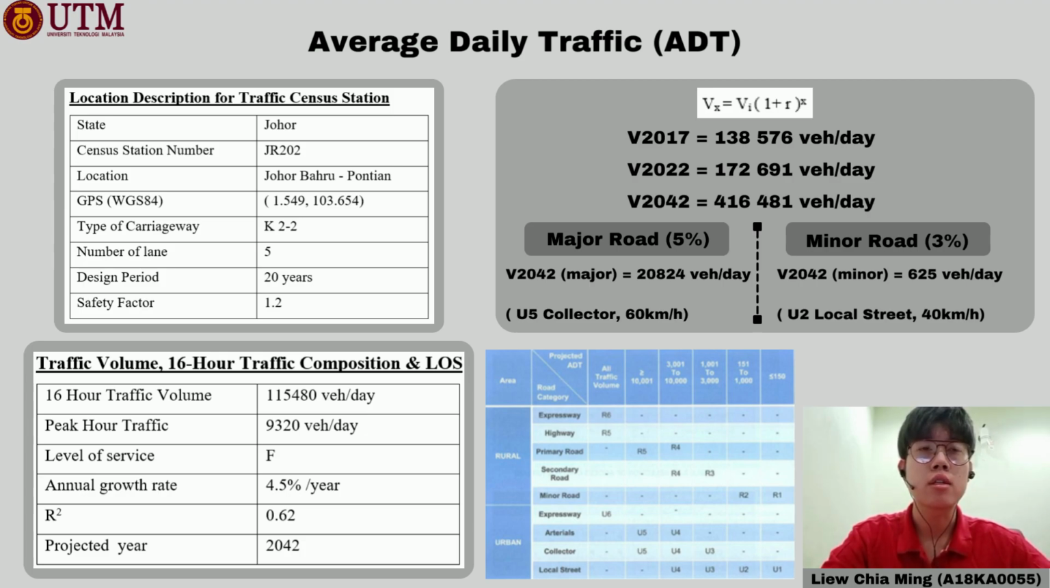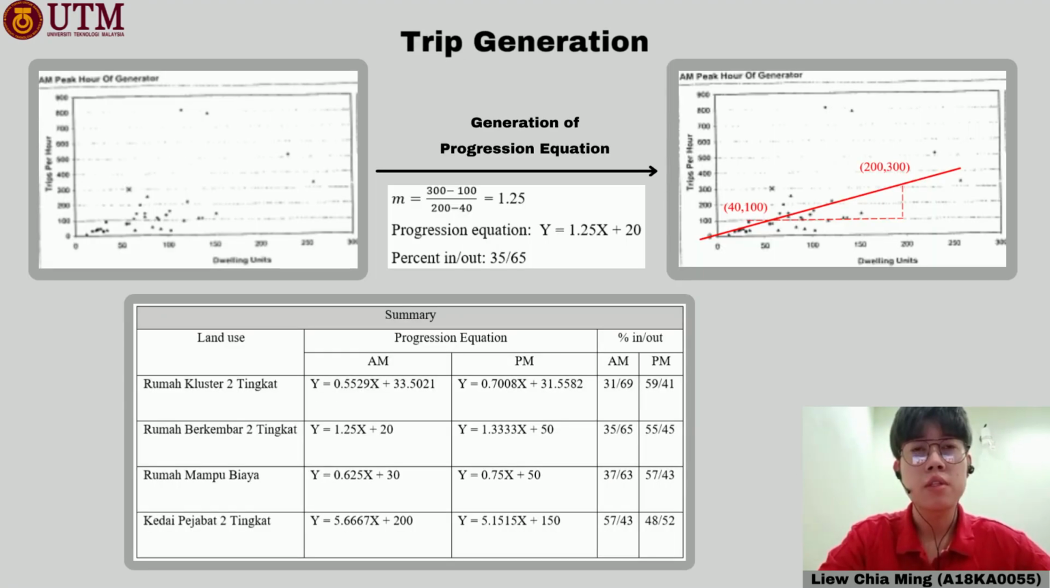In order to get the ADT with the influence of the project, we need to consider the trip generation. The first step is to obtain the trip generation chart according to the type of building proposed in the project and generate the regression equation. The gradient is calculated and substituted into the general equation y = mx + c to obtain the regression equation. The table below shows the summary of the morning and evening regression equations of rumah cluster, rumah berkembar, rumah mampu milik, and kedai pejabat, and also the percentage of in and out.